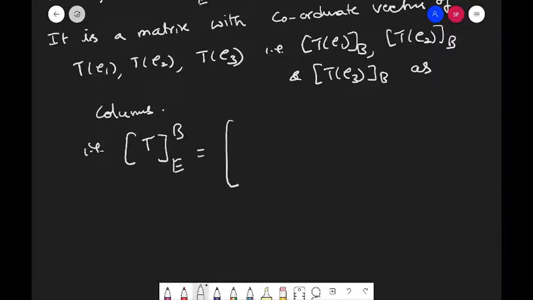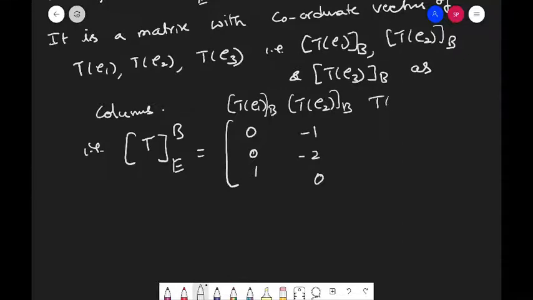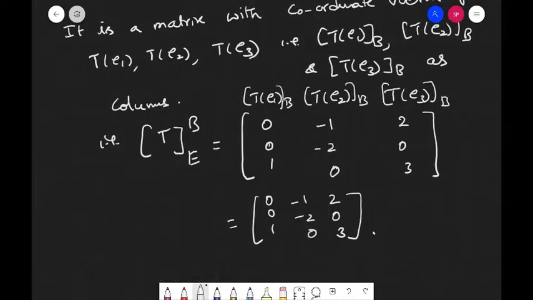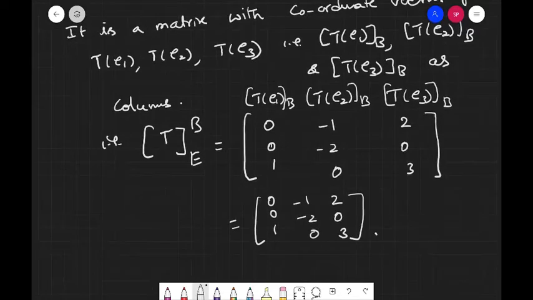The first column is the coordinate vector of T of E1 relative to the basis B, that is 0, 0, 1. The second column is the coordinate vector of T of E2 with respect to the basis B, it is -1, -2, 0. The third column is the coordinate vector of T of E3 with respect to basis B, which is 2, 0, 3. So in this problem we finally found the matrix of T corresponding to the bases E and B.